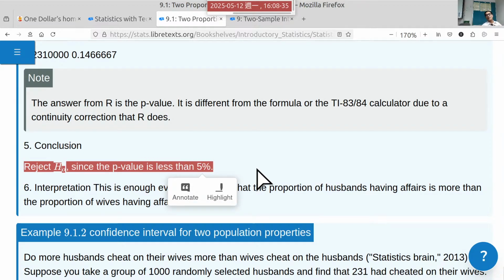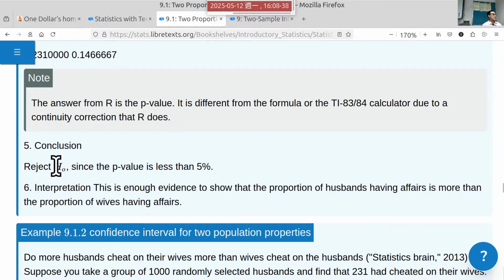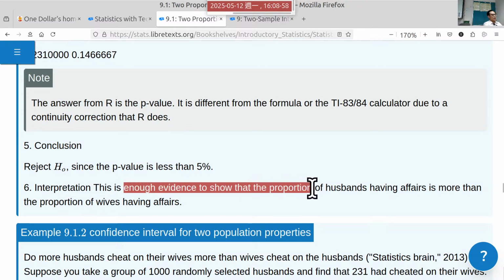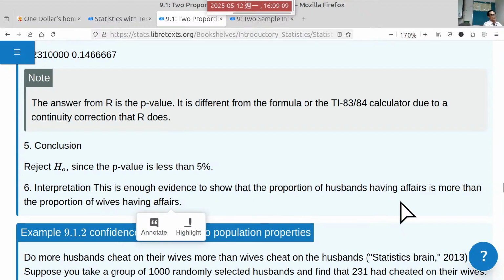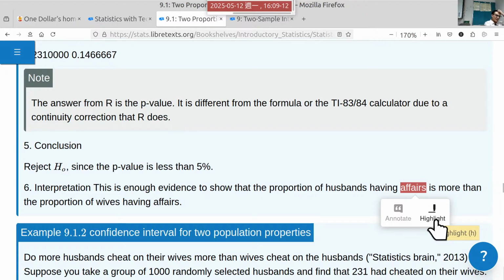Do you remember what the null hypothesis is? We assumed previously the two proportions are equal. Thus, we have the assumption. And 6, interpretation: there is enough evidence to show that the proportion of husbands having affairs is more than the proportion of wives having affairs, which is a gentle way to say something negative.